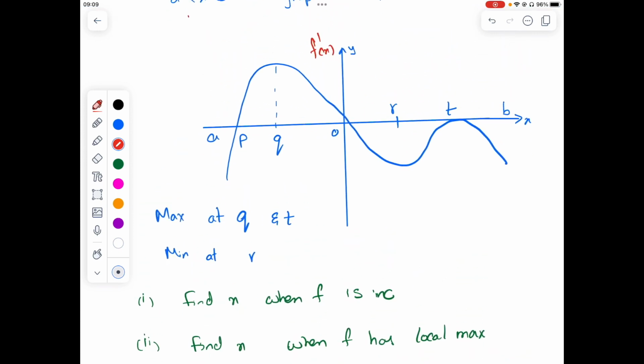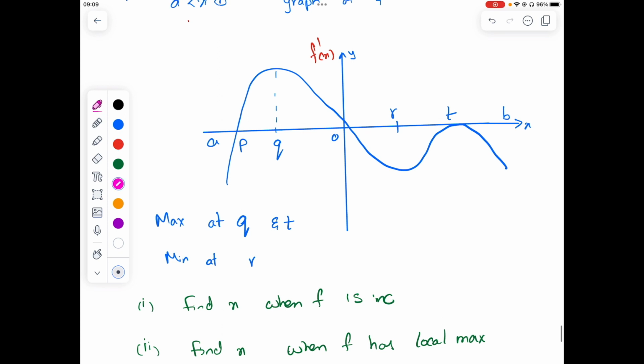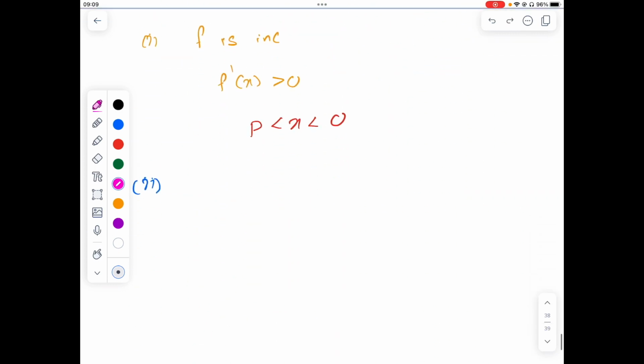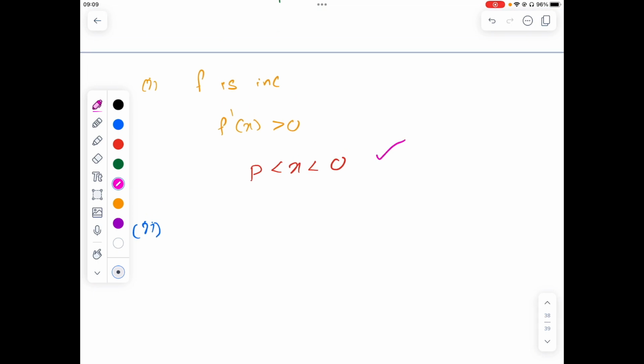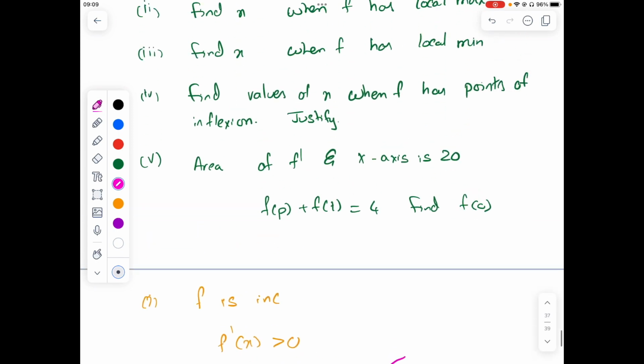So when will the function be increasing? When the first derivative is positive. We can see that in this entire region the first derivative is positive. So therefore it lies between 0 to p. So the first part answer is x lies between 0 to p, or p to 0. P is on the left side and 0 on the right side.